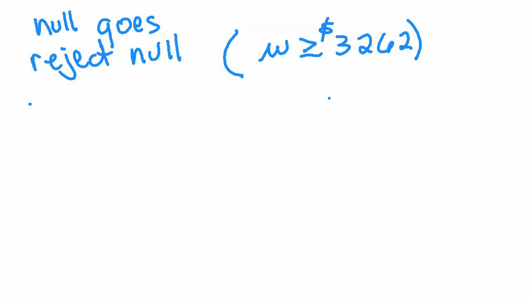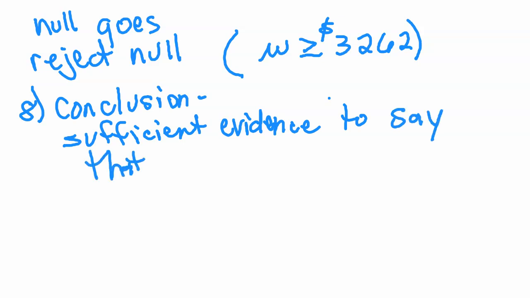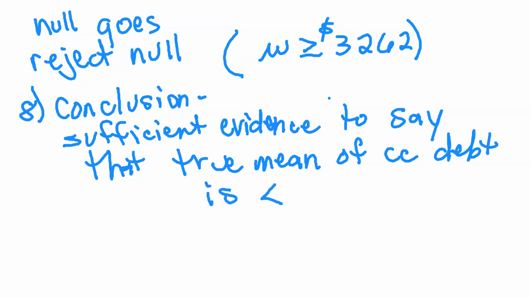So our conclusion, I call this step 8, conclusion, is that there's sufficient evidence to say that the true mean of credit card debt is less than 3262. So when we reject the null, we can say that it points to the alternative, but we can't say that it proves the alternative. All we can say is it points to it. 95% sure.